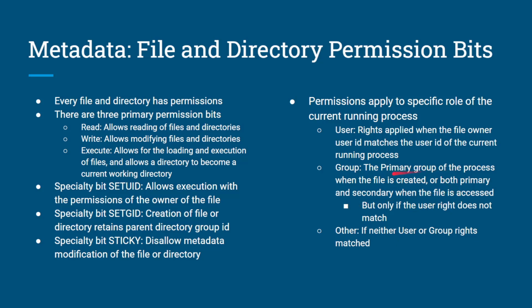So if a file is created, the file is assigned the primary group of that user. When a file is accessed, the rights apply for either the primary or secondary groups. But this is only true if the user rights do not match. And then the other rights are applied if neither user nor group rights matched.